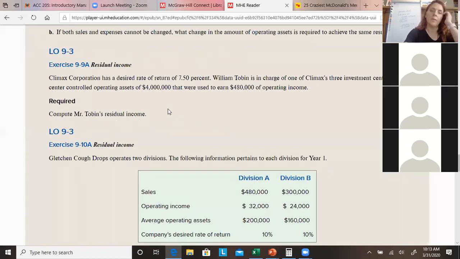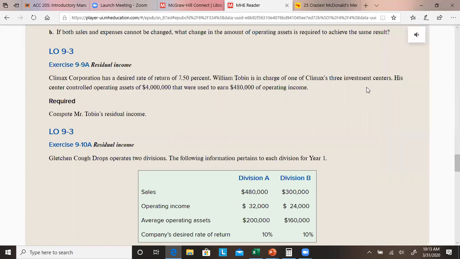Okay, so we have a desired rate of return of 7.5%, and we're in charge of three investments. Vincent Centers, his center controls operations of $4 million, and they were to earn $480,000 in operating income. So let's go ahead and plug in those numbers and see what his residual income would be.